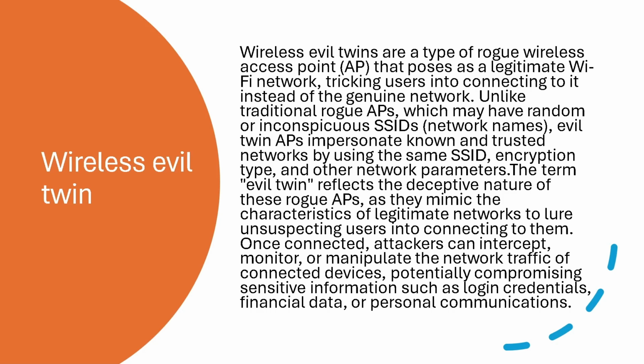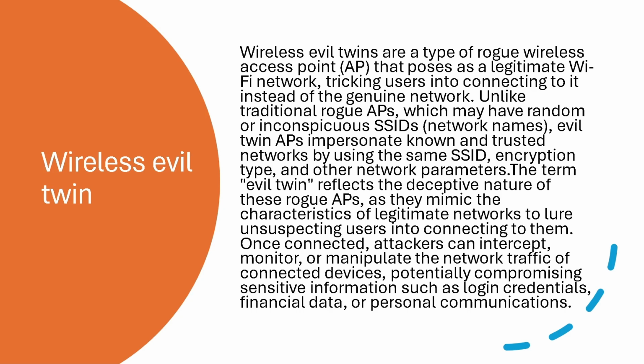Wireless evil twins are a type of rogue wireless access points that poses as a legitimate Wi-Fi network, tricking users into connecting to it instead of genuine networks. Unlike traditional rogue APs, which may have random or inconspicuous SSIDs, evil twin APs impersonate known and trusted networks by using the same SSID, encryption type, and other network parameters.